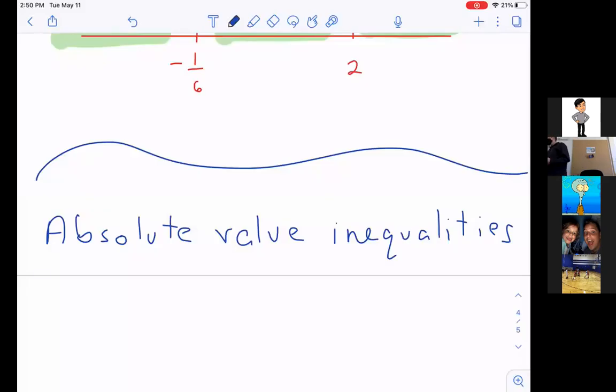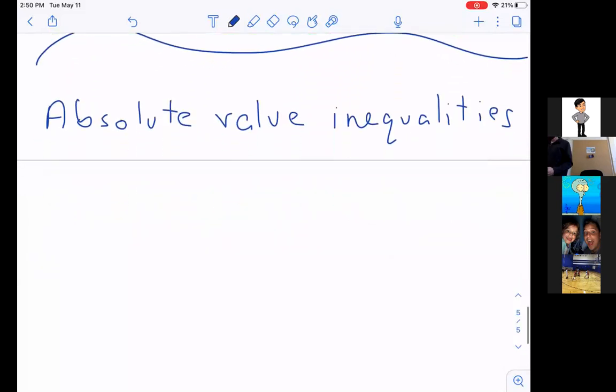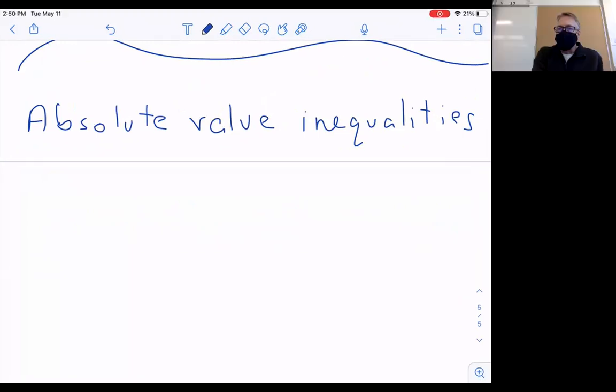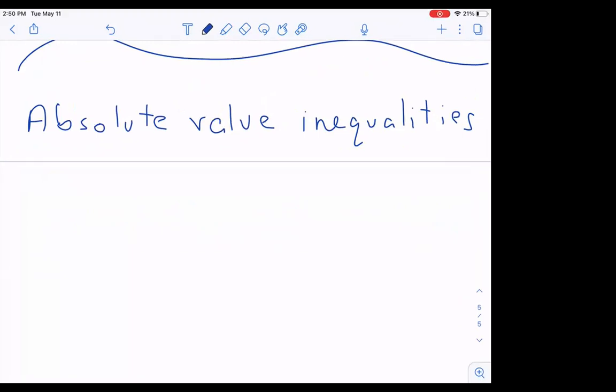All right, so we're adding on to the quadratic inequalities section. Today, we're going to be talking about absolute value inequalities. And so this would be an example of what we might be talking about. Let's say we had the absolute value of x minus 4 is less than or equal to 5.